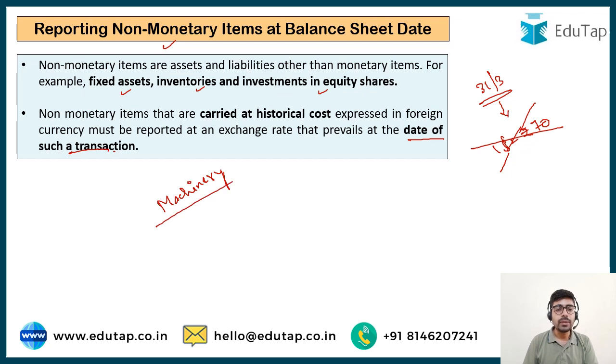I had bought some machinery from abroad. Now this machinery was bought for $1,000. This machinery is to be recorded in my balance sheet as an asset. At what price should I record this particular machinery? I have already bought this machinery. I may have made the payment or I may not have made the payment. That is a separate issue. But how do we record this machinery?